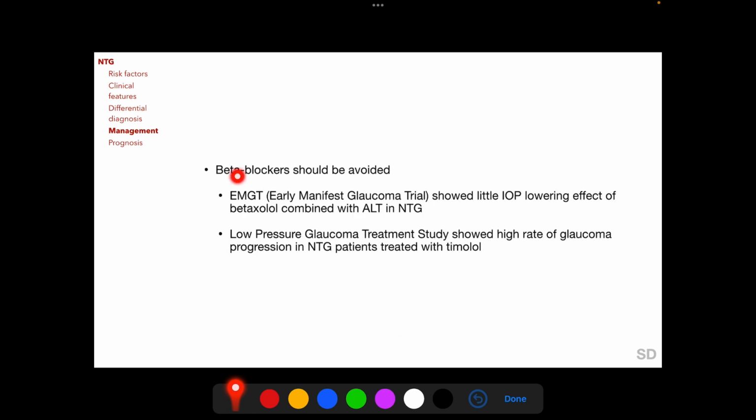Beta blockers should be avoided in treatment of normal tension glaucoma because the Early Manifest Glaucoma Trial showed little IOP lowering effect of betaxolol combined with argon laser trabeculoplasty in normal tension glaucoma, and the Low Pressure Glaucoma Treatment Study showed high rate of glaucoma progression in NTG patients who had been treated with timolol, and this has been said to be due to reduced ocular perfusion pressure with beta blocker therapy.